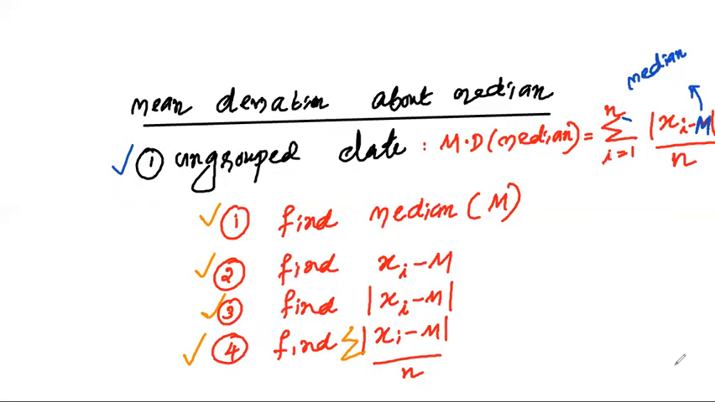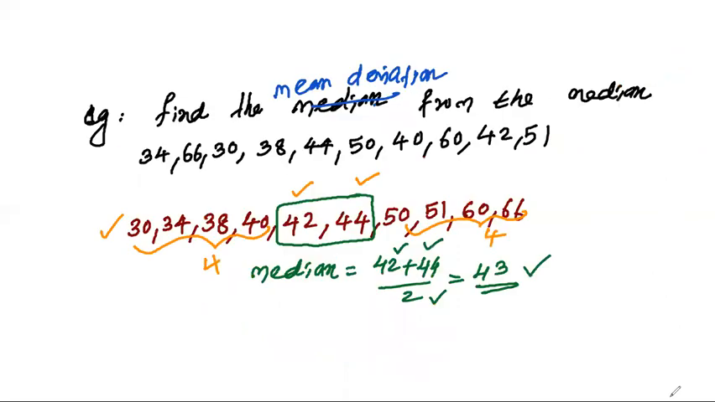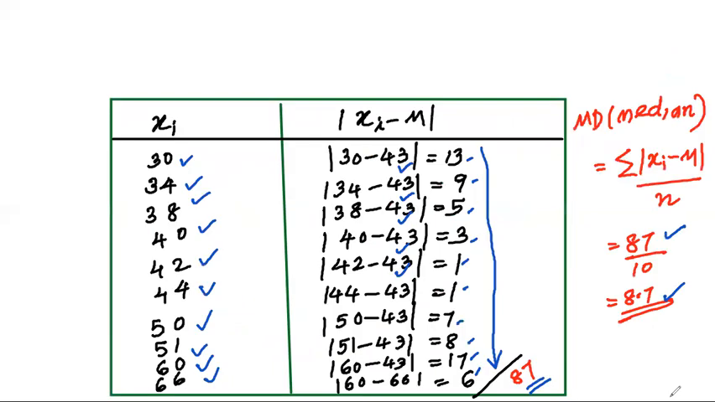Finally, mean deviation about the median of ungrouped data. I have written the formula here. The steps are also here. We discussed with an example how to find the median of ungrouped data. Then after that, we are using the formula, using the proper table, and then we are getting the final answer equal to 8.7. So this is about the mean deviation about the median of ungrouped data. Now let me continue with the mean deviation about the median of grouped data. Now we are moving to that topic.